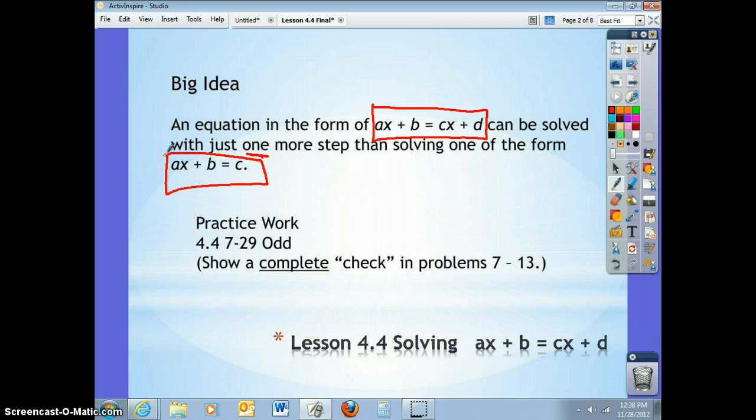Okay? Here's the practice work that you're going to do. And I said in the assignment in the practice work, make sure you show a complete check in problems 7, 9, 11, and 13. Because what it means to be a complete check is that when you're all done, you have a number here and a number here, and they're equal to each other after you've done the complete check. You shouldn't have anything where the person reading your work has to figure anything out.